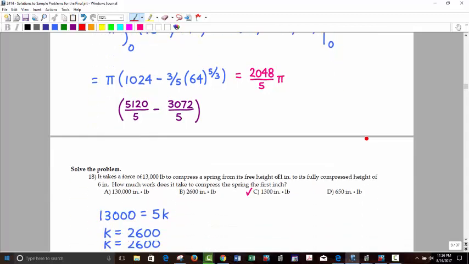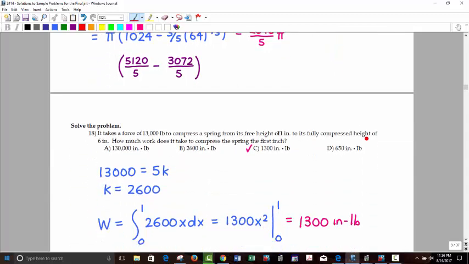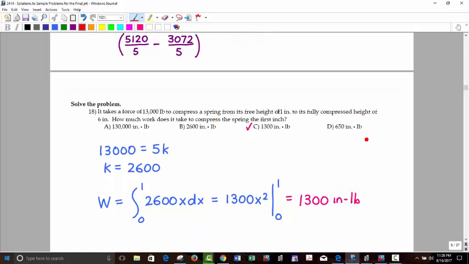Okay, doke. Now we're getting into some spring problems. Now it takes a force of 1,300 pounds to compress a spring from a height of 1 inch to a compressed height of 6 inches. So that means we're moving it a total of 5 inches. So that's where this 5 comes from. It comes from 6 minus 1.